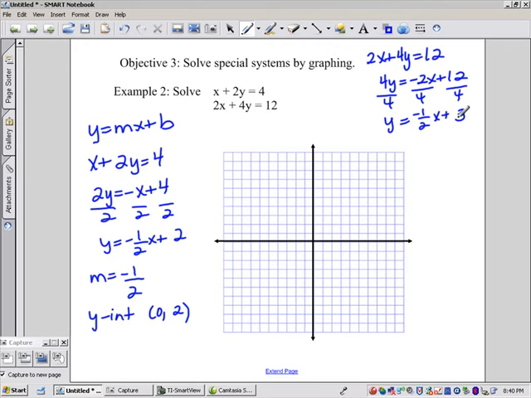So whenever we graph, we have our starting point of the first line is 0, 2. Remember what negative 1/2 means. It means to go down 1 unit over 2, down 1 unit over 2, down 1 unit over 2. You can continue that as long as you want. And then if we graph, let's see if I can make this one better.